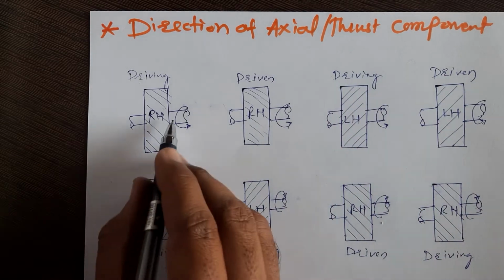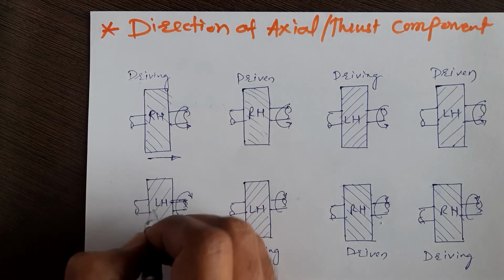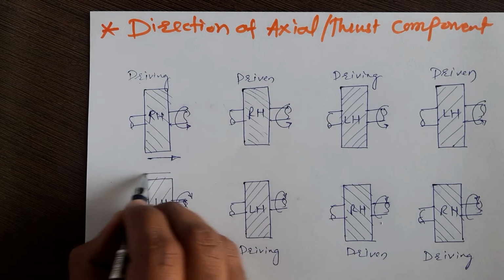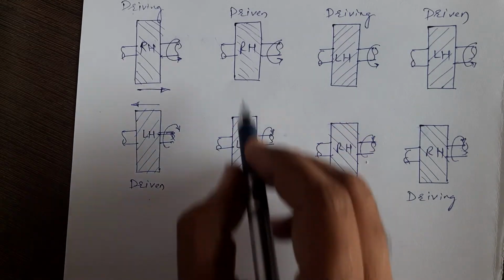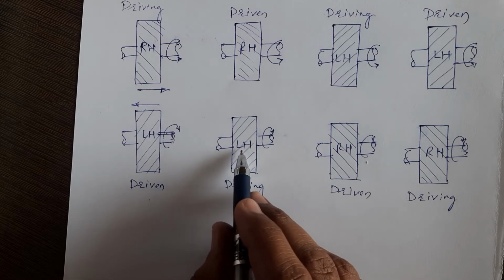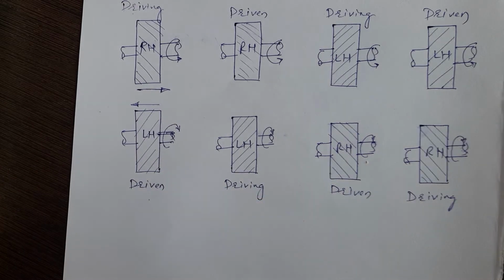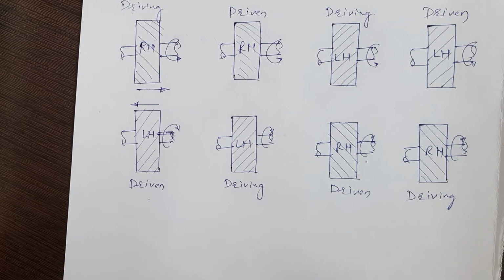Okay, so here in this case the direction of axial component will be like this, and on the driven member the direction of axial component will be opposite. Okay, so like this. Now we will go for the second pair. Now the second pair, here the driving member is left handed. So you have to again apply left hand rule here. So keep the fingers in the direction of rotation.